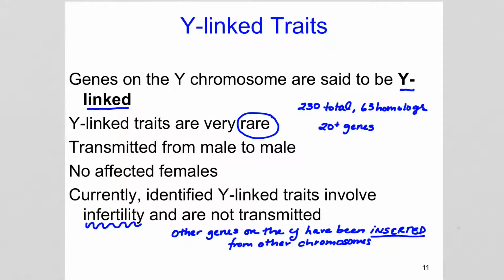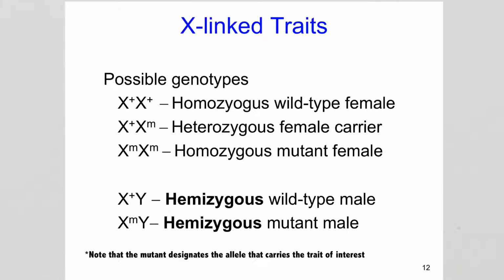And interestingly, the other genes on the Y chromosome that have been attributed to certain disorders actually have been inserted there, so they come from other chromosomes. Weirdly enough, they recombine with the Y chromosome, like Y-linked deafness, which scientists used to think was solely due to the genes on the Y chromosome, but it's not. It comes from a different chromosome. So more work needs to be done here.